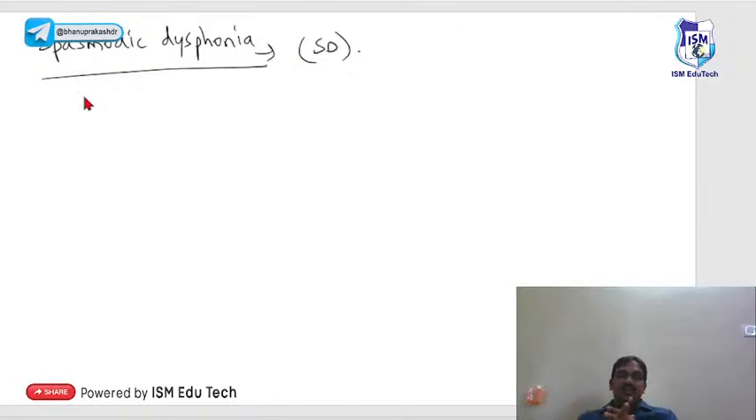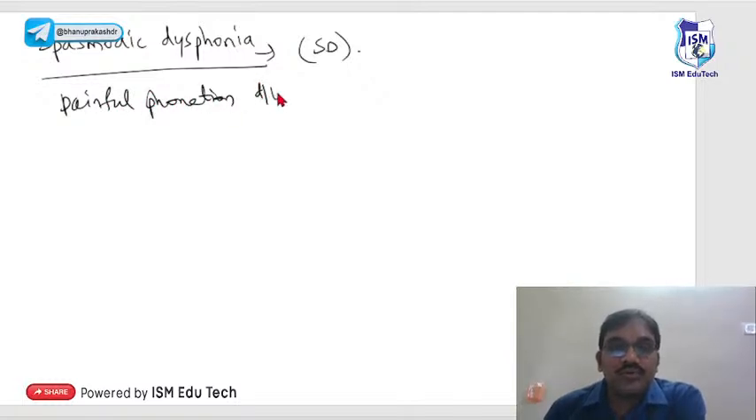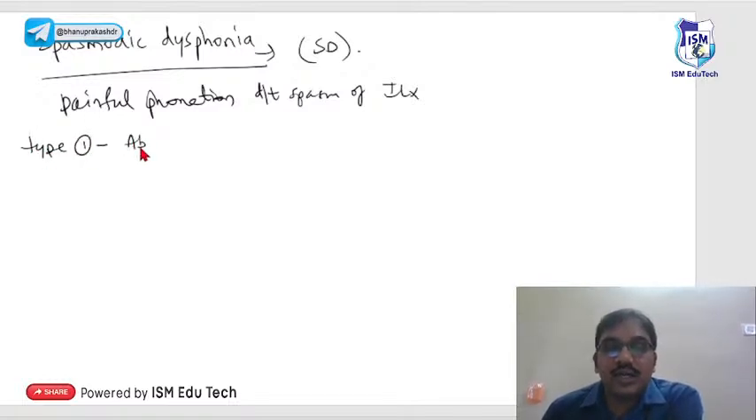So that's why it is called spasmodic dysphonia, right? Painful phonation, due to spasm of the intrinsic muscles of the larynx, right? In this we have type 1, that is abductor spasmodic dysphonia.